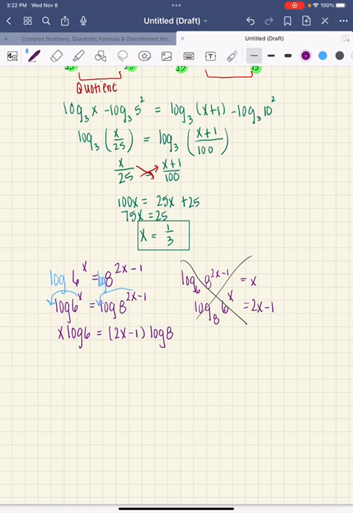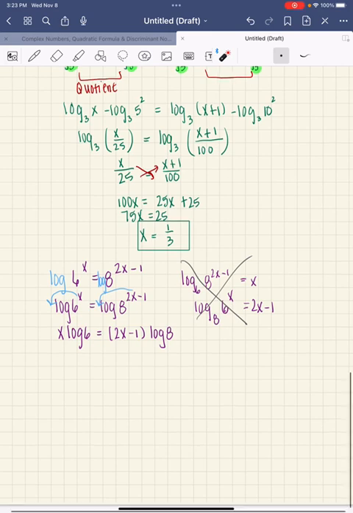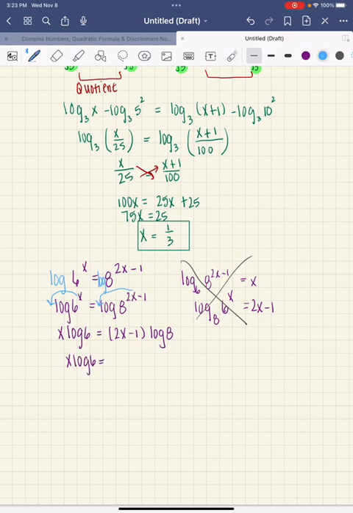Okay, something that's difficult to wrap your brain around might just be that, how am I going to solve this now? The log of 6 is a number in your calculator. The log of 6 is 0.778. The log of 8 is 0.903. This is just a fancy number in your calculator. So to solve this, I'm actually going to distribute on the right-hand side. I'm going to distribute 2x times the log of 8 and negative 1 times the log of 8. And that's going to give me 2x times the log of 8 minus the log of 8.